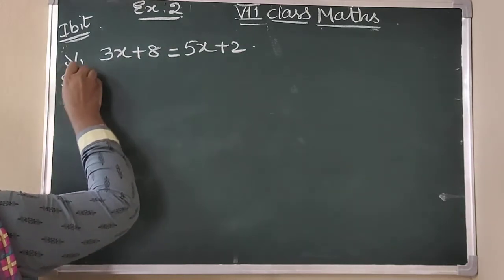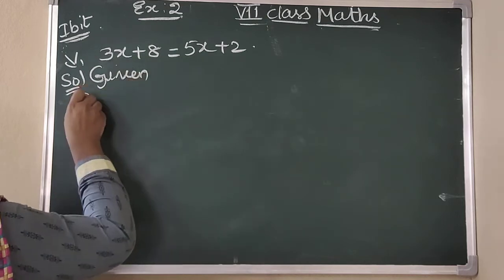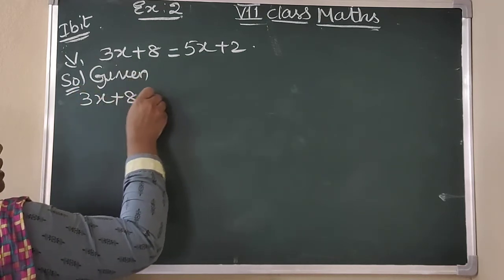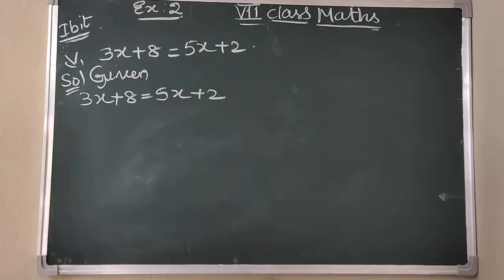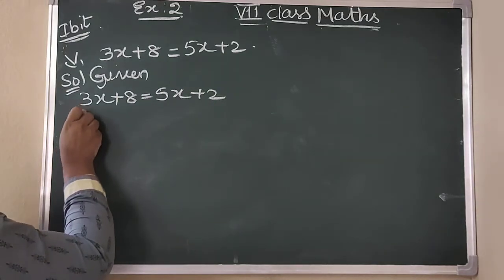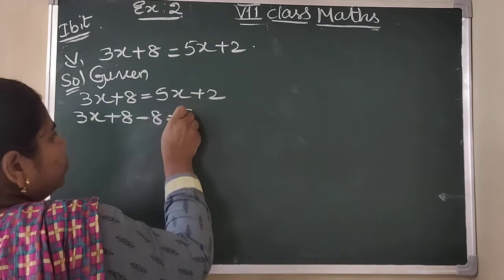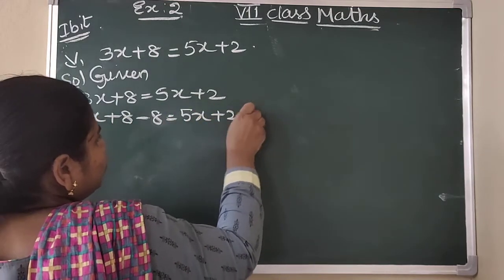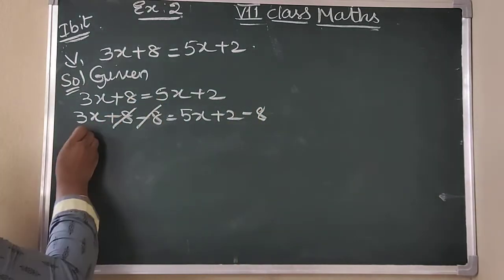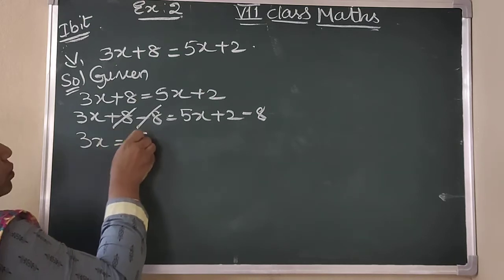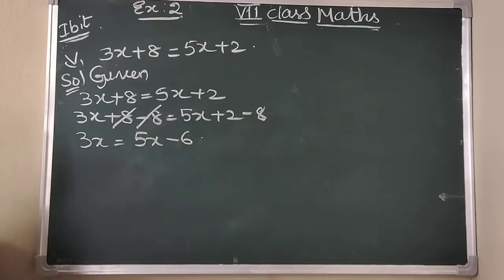So your solution. Given is 3x plus 8 is equal to 5x plus 2. What we are adding? We are adding minus 8 on both the sides. So 3x plus 8 minus 8 is equal to 5x plus 2 minus 8. So plus 8 minus 8 will get cancelled. So 3x is equal to 5x plus 2 minus 8, which will be minus 6.